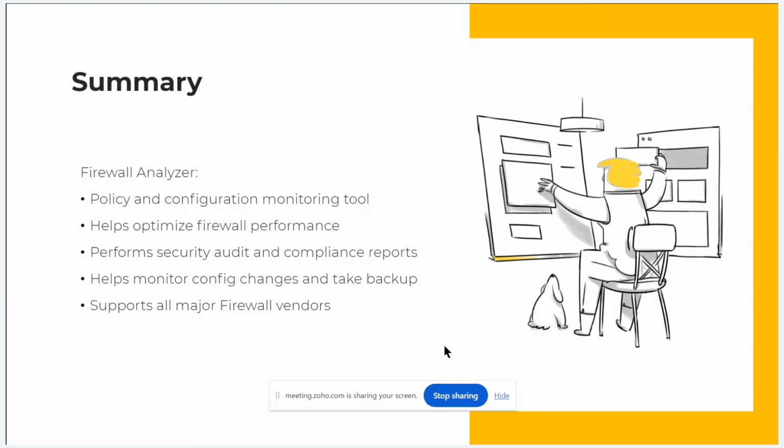So to summarize, Firewall Analyzer is a policy and configuration management tool, and it helps you to identify policy anomalies, which includes unused rules and unused objects, and also lets you perform in-depth impact analysis and helps you to push policy changes directly into the firewall. Thus, this plays a critical role in optimizing your firewall performance. It also provides out-of-the-box compliance reports for SANS, PCI DSS, NIST, ISO, and several others. It also helps you to monitor your configuration changes and to schedule configuration backups. Finally, Firewall Analyzer supports all major firewall devices.